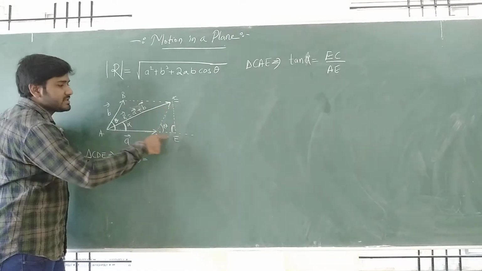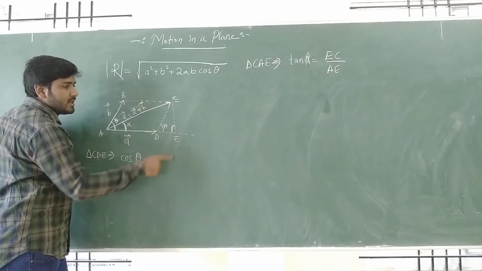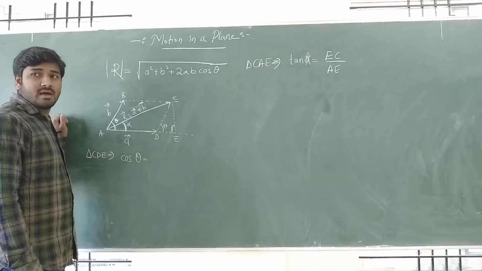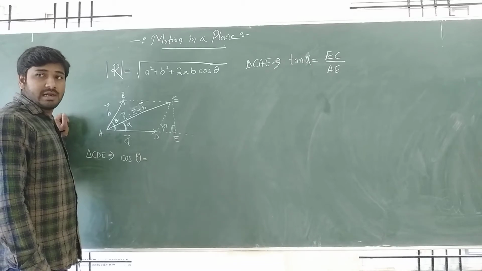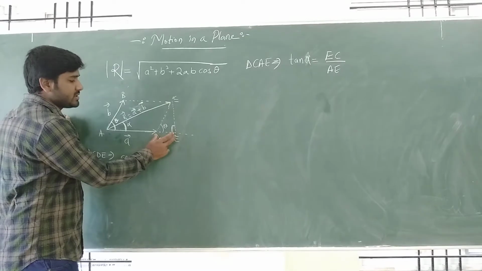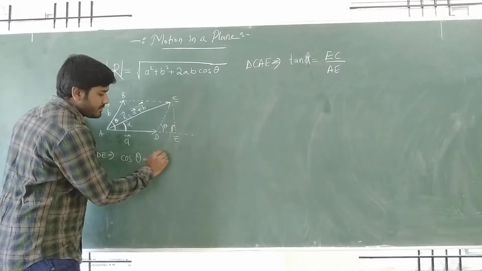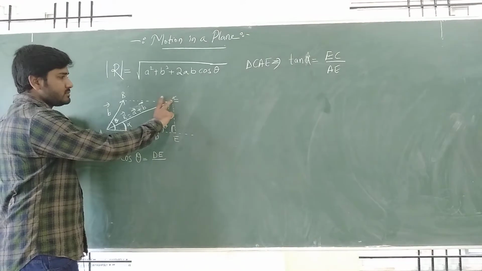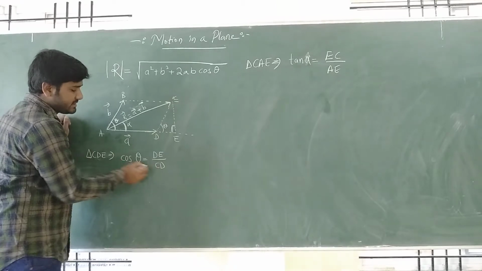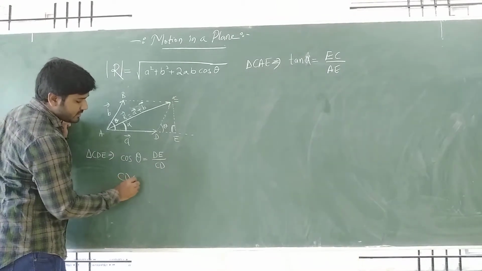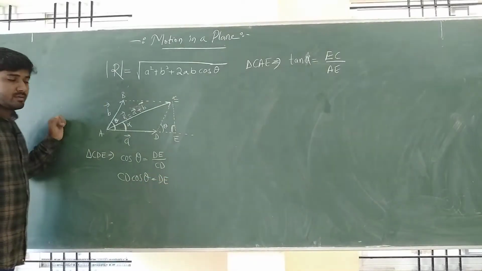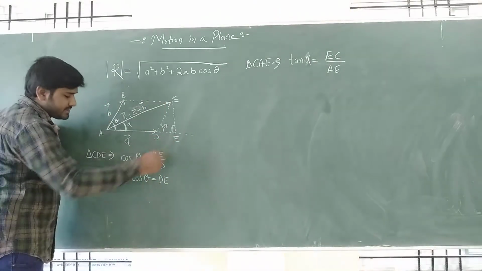Now tell me, what will be cos theta in this triangle? Cos theta is nothing but base by hypotenuse. Correct or not? Base is DE, hypotenuse is CD. So if I take this CD to this side, can I write CD cos theta is equal to DE? Okay.